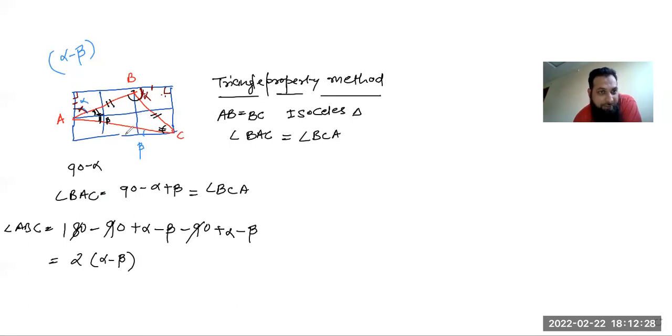So this is alpha and this is alpha. So if we have this alpha, then this angle is 90 minus alpha. And this angle is alpha. Why?